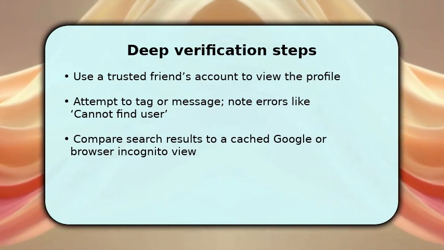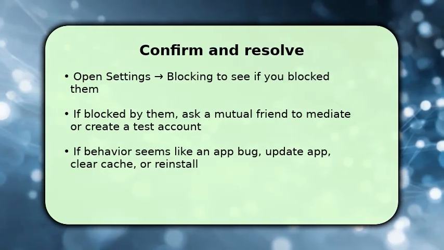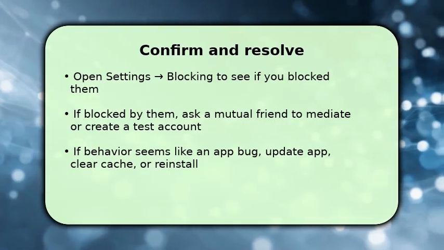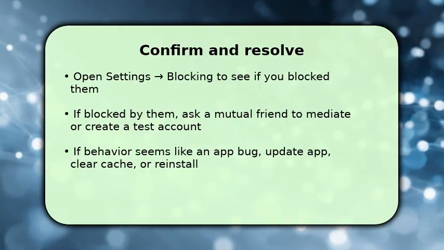Finish by checking your own blocked list in settings. If they appear there, you've blocked them and can unblock immediately. If they blocked you, confirm with a mutual friend or a safe test account. Ask the friend to message or reintroduce contact.